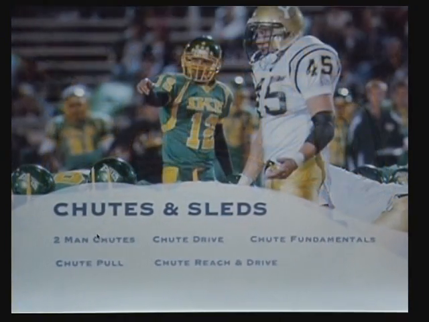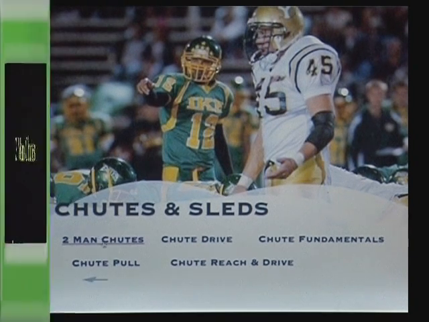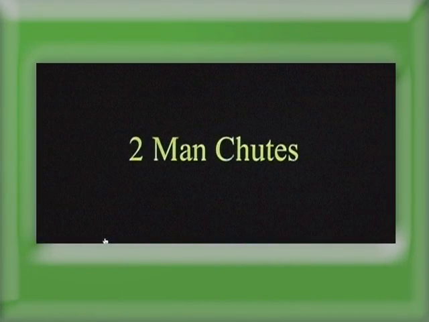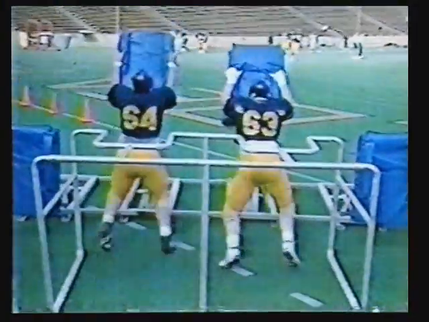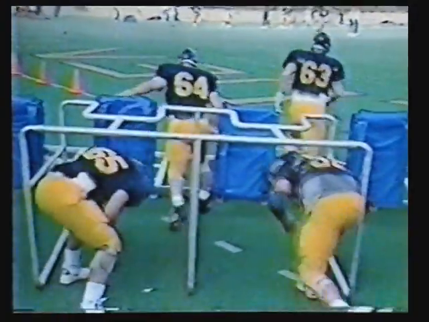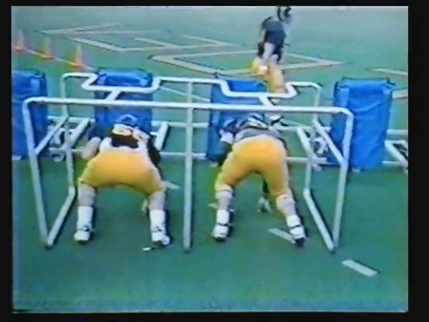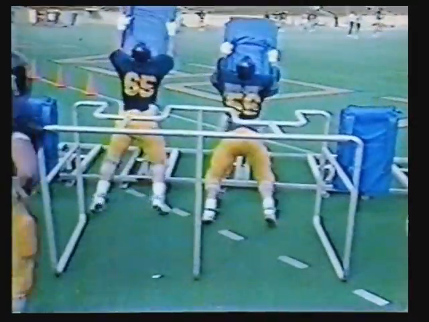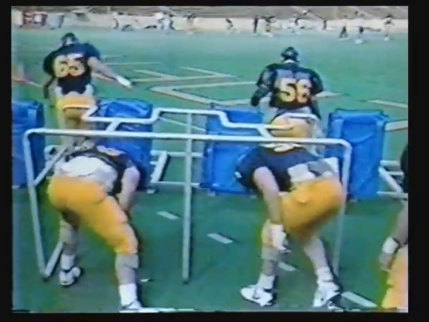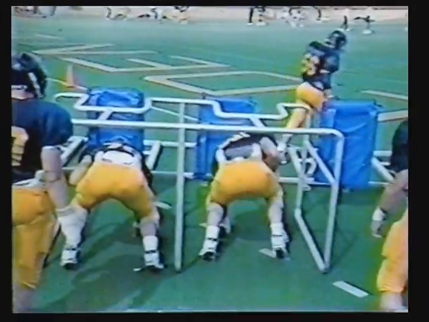Here's some drills using the chutes. Here's some two-man chutes, teaching linemen to stay low and get off the ball. Of course, the nature of the chute makes them do that. Here, taking short, choppy steps, getting underneath the lineman and just driving. Emphasis is on getting hands and arms back, shooting your guns. If you watch, their elbows will come back.